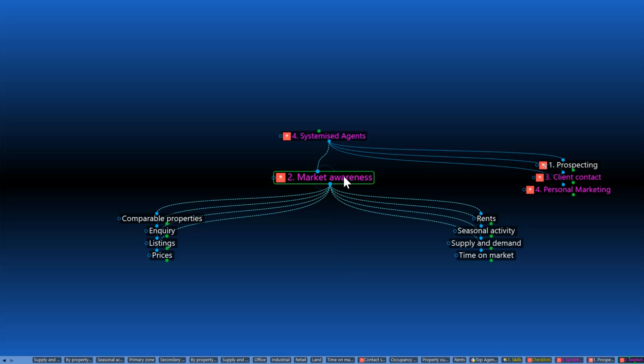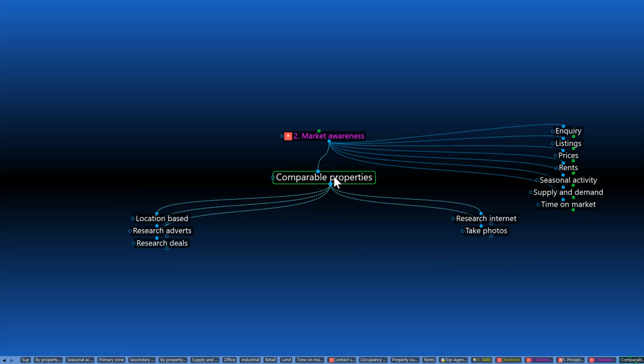So the market awareness topic, there it is. Let's have a look at it and go down from the top. If you're looking at market awareness, you look at these particular things: comparable properties, inquiry, listings, prices, rents, seasonal activity, supply and demand, and time on market. So from the top, let's look at it. Comparable properties. I would be interested in these particular things, and this is how I would look at the market to make sure I've got everything covered.